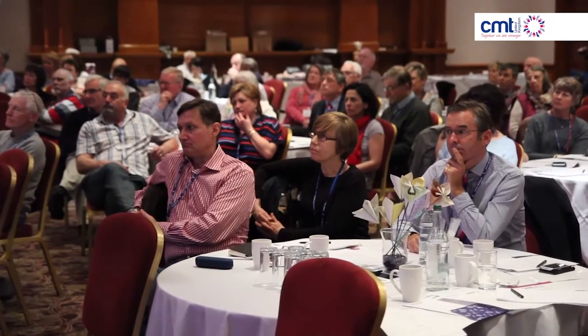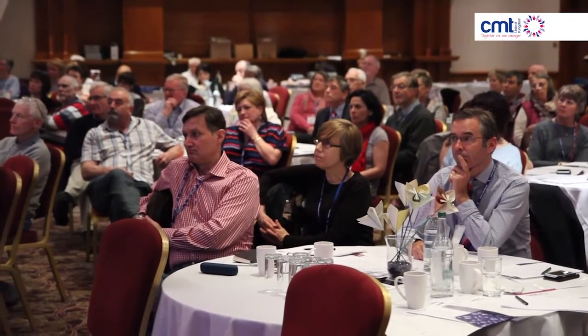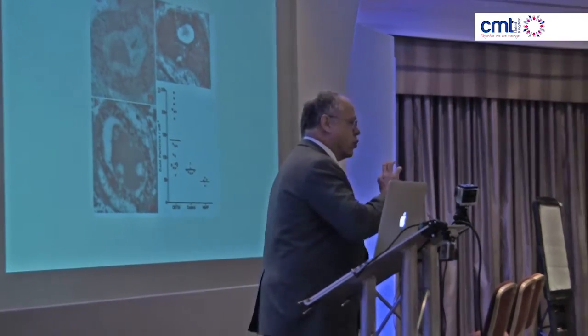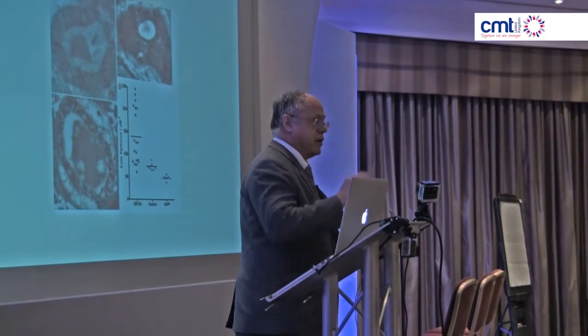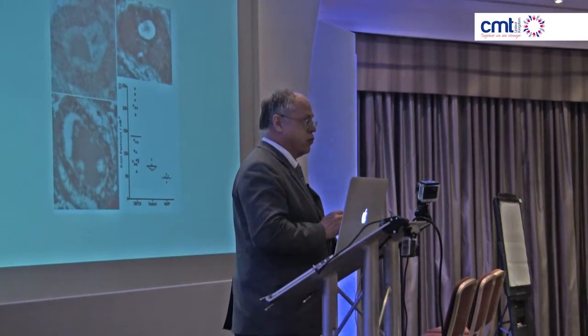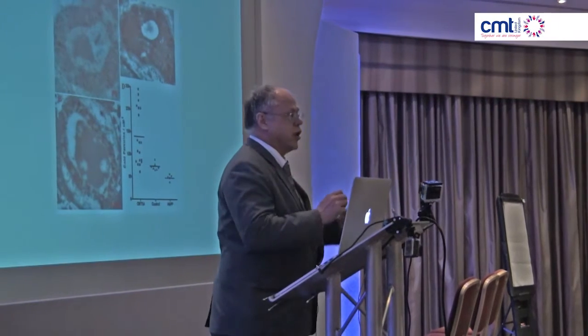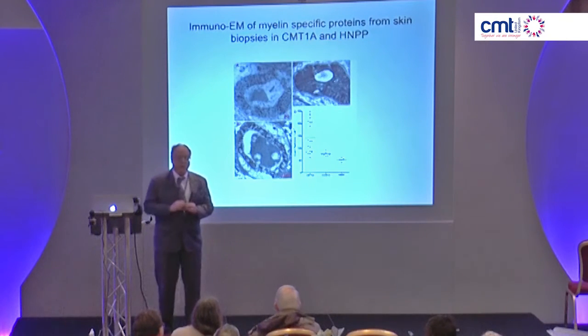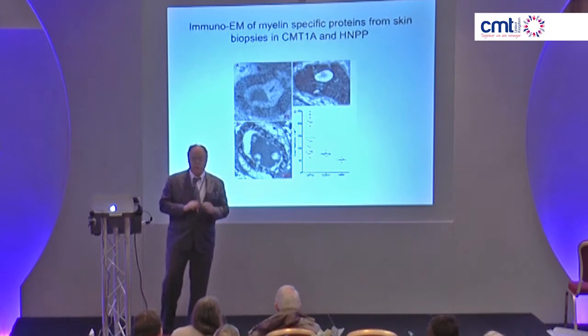And what you can do is some special techniques, even electron microscopy, from those figures. And that's what this is. It's called immuno-EM. And you get what are called antibodies that recognize the PMP22 protein. You can couple them with little gold particles, and they'll label the PMP22 in the nerve. And you can actually see how much PMP22 there is.